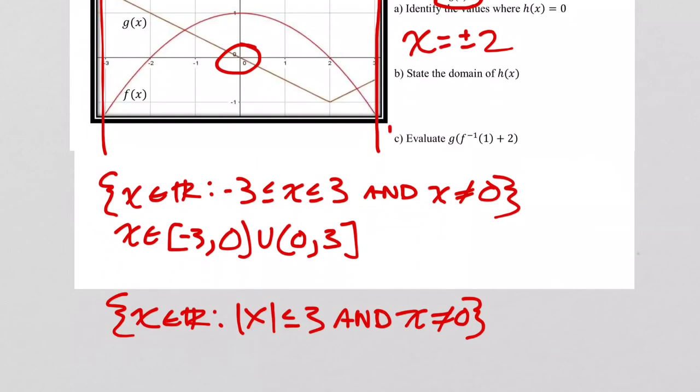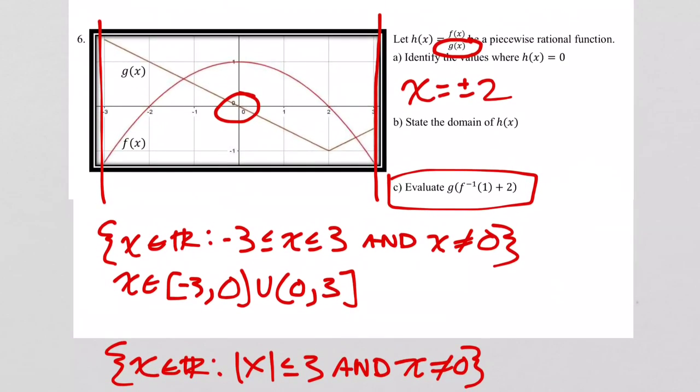Let's do C. Evaluate g of f inverse of 1, plus 2. Or I should say g of f inverse of 1 plus 2. Okay, well, what do we need to figure out? We need to figure out what is f inverse of 1. So that 1 right there, what is that? Well, that is a y on f.